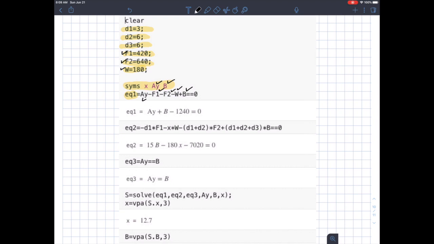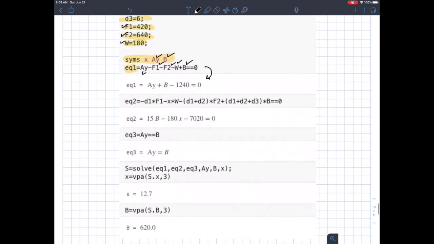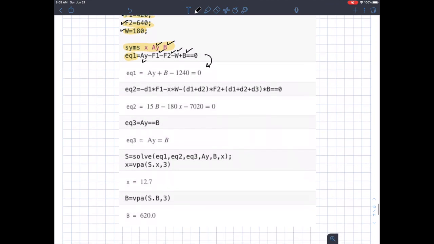Okay, and so you see, you put that equation in, and MATLAB substitutes the known things and leaves the unknowns and collects everything together, and shows you the equation. All right, I did the same thing for the second equation that we wrote, and for the third equation. Right, the third equation was trivial. AY is equal to B.